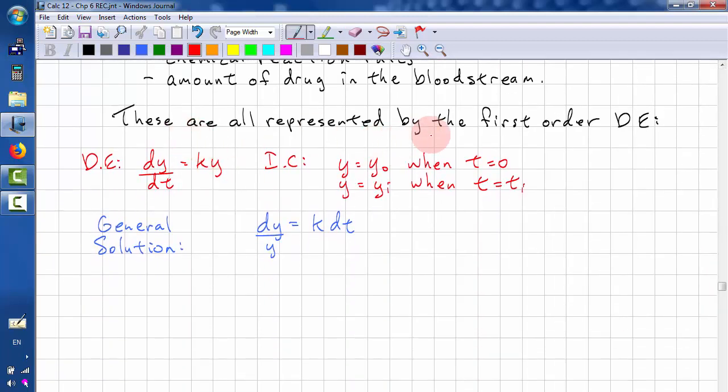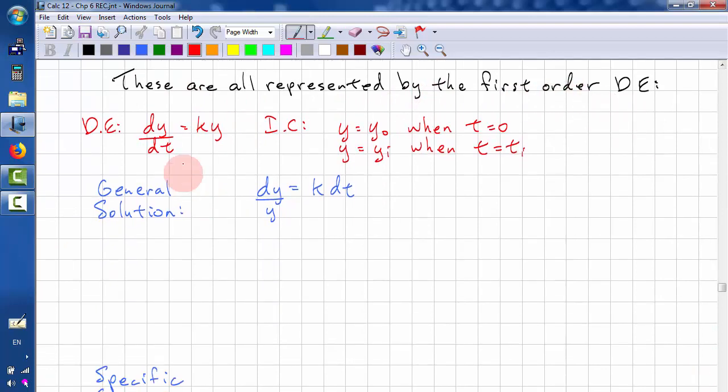So these are all represented by the first order differential equation, dy/dt is equal to ky. So the rate of change is proportional to the amount present, and we multiply that by a coefficient. We can have initial conditions where y equals y naught, that's when t equals 0, or y equals yi, where t equals some initial time other than 0.